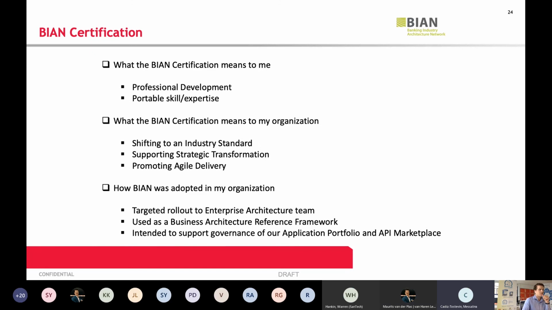That was the intention of rolling it out. The plan is really to use BIAN as a framework to further support service-oriented architecture and domain-driven design, but also to help govern an API marketplace that we develop in-house to support discovery, to support potential reuse, or to accelerate development. So those are the intentions of it. Thank you very much.